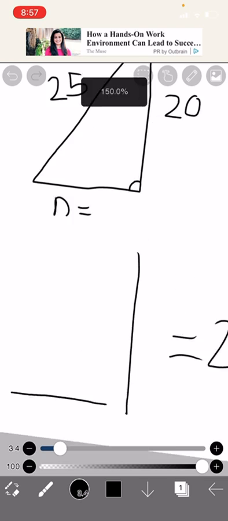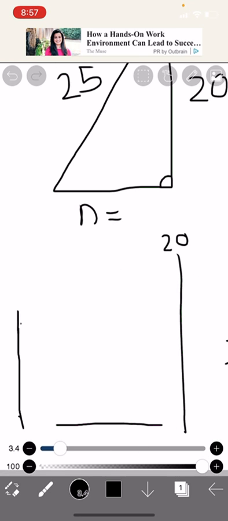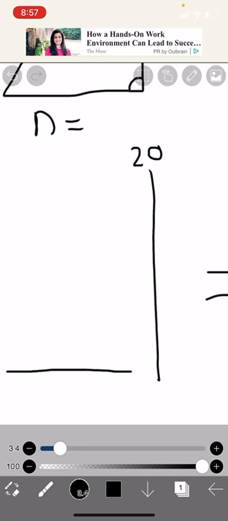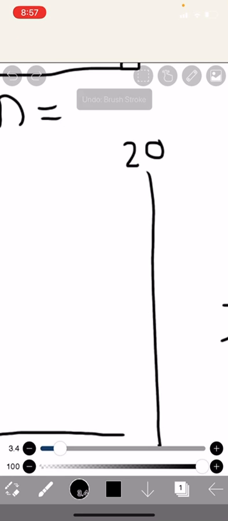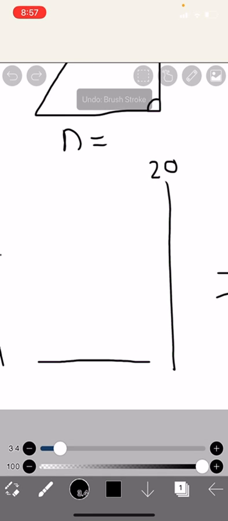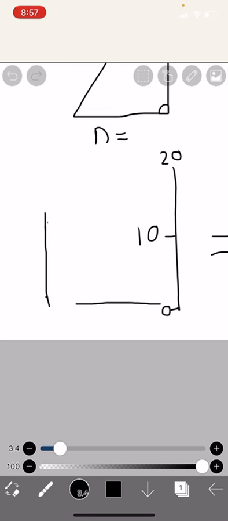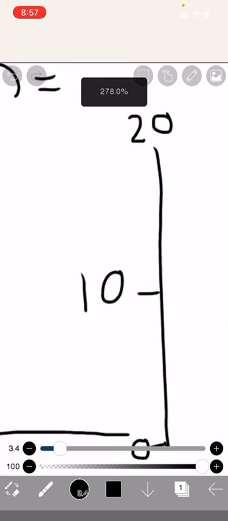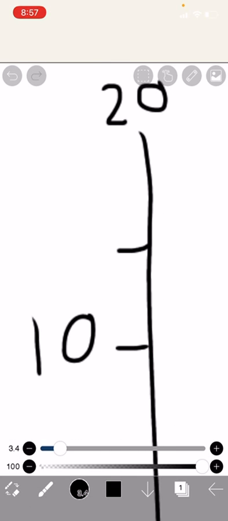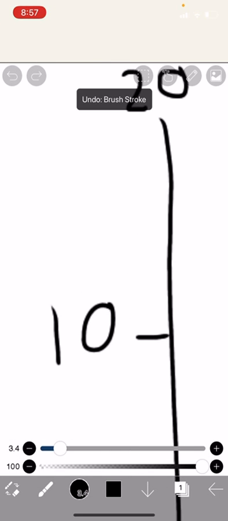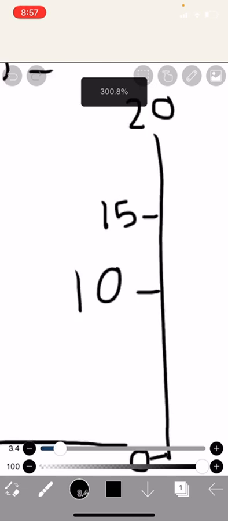Between this being 20, let's just mark this as the midpoint, put it a little more accurately. This would be 10, and this would be 0. So if that's 10, in between 10 and 20 would be 15 right here.